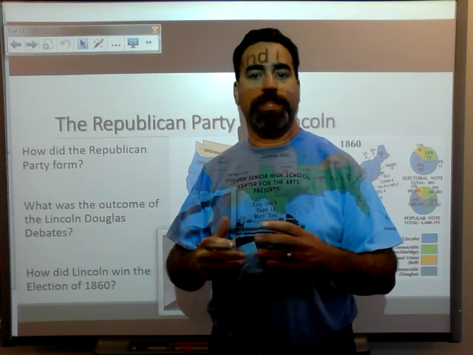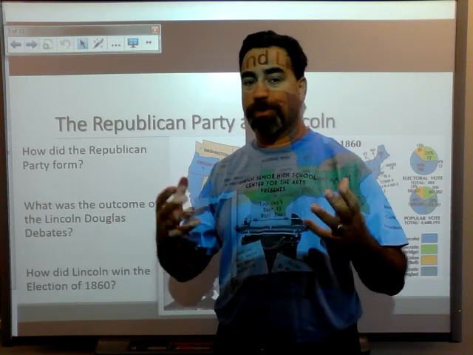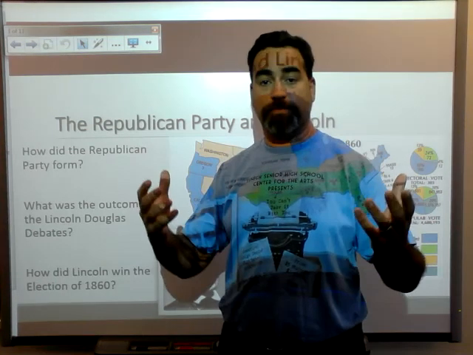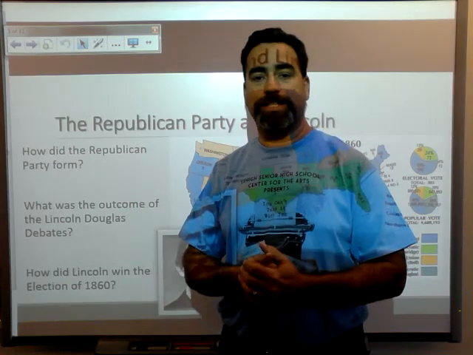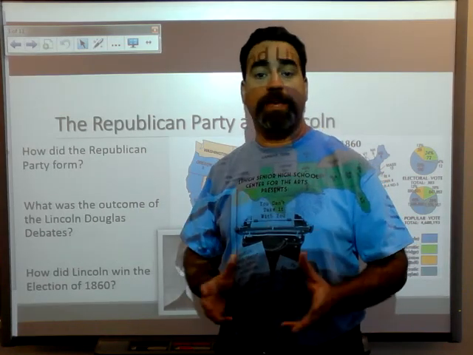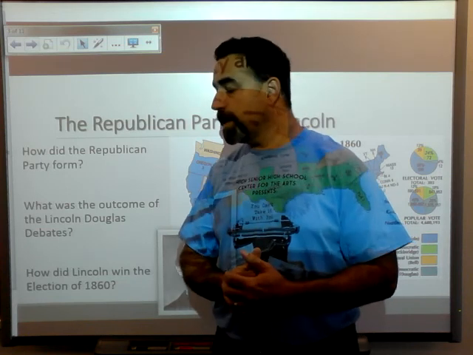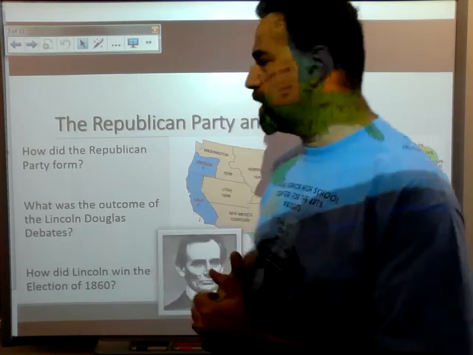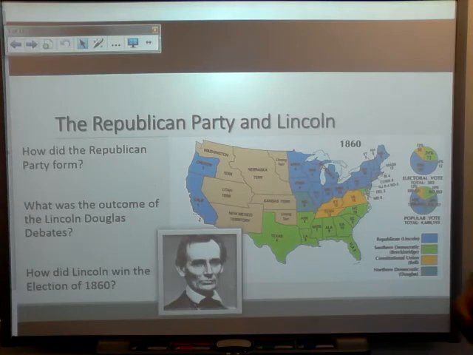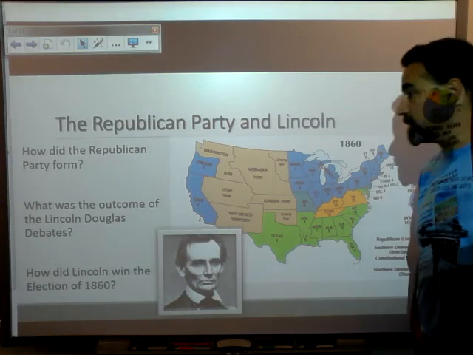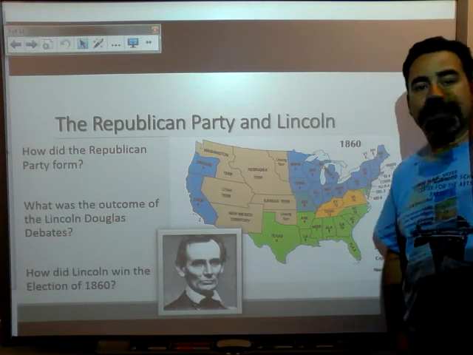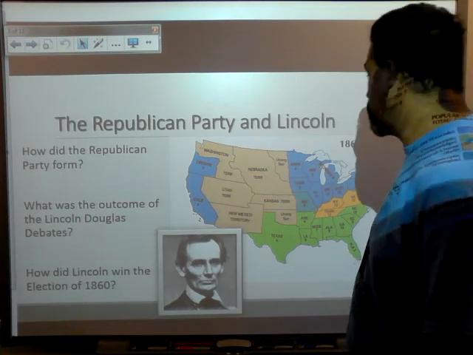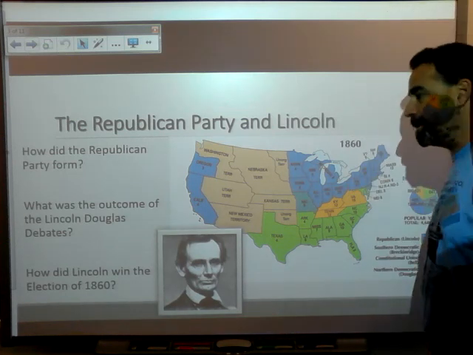So finally the sectional disputes about slavery are going to come to a head in 1860, and that's going to be the end of the Union, at least for the short term. So, but before we do this, we want to talk a little bit about the Republican Party that I mentioned last lecture, and to talk a little bit about a rising star in the Republican Party, a former Whig by the name of Abraham Lincoln.